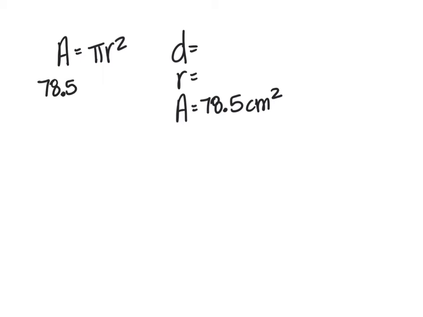Our first step in going backwards is to what? Divide by pi. So I'm going to mark it out, and I'm going to divide by pi. So in your calculators, do 78.5 divided by 3.14. 78.5 divided by pi is what?